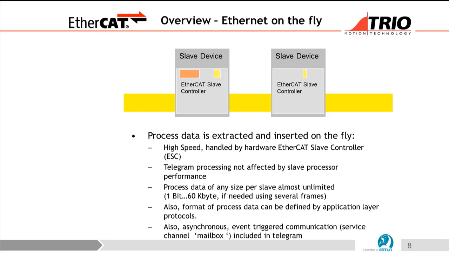Then an additional one, there's asynchronous event triggered communication, which is the mailbox, included in the telegram. So you have two types of data transfer. One is synchronous, which is cyclic, done at the EtherCAT cycle period. Another is asynchronous, meaning you can request some information from the slave and it can provide it. That can be included in the mailbox when it's transferring the data.